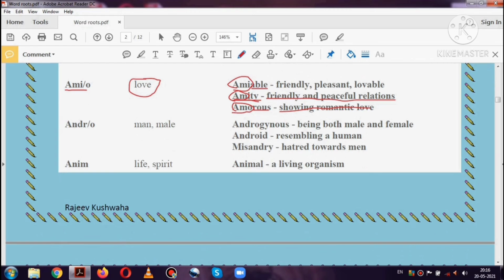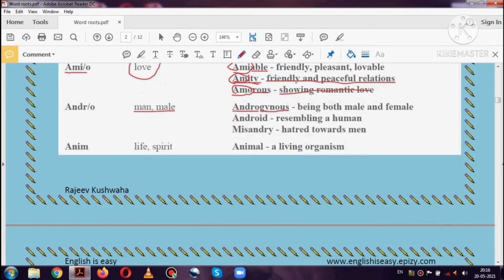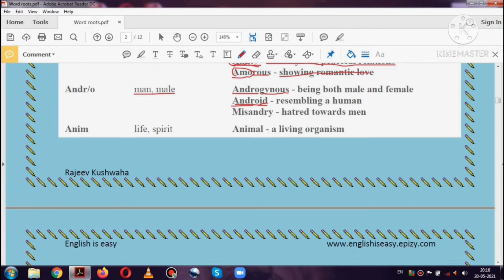The next word root is andro. Andro means man or male, and the first word based on this word root is androgynous. Andro means male and gyn means female. So the person who is like both male and female is known as androgynous. The next word is android. Andro means male, oid means like. So android means male like. Currently people generally have Android mobiles. So android means resembling a human being.